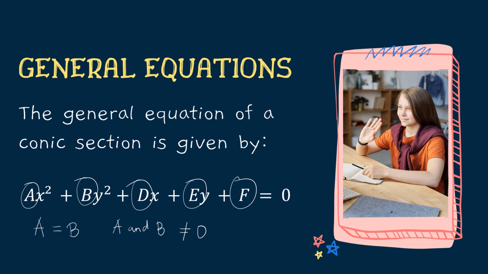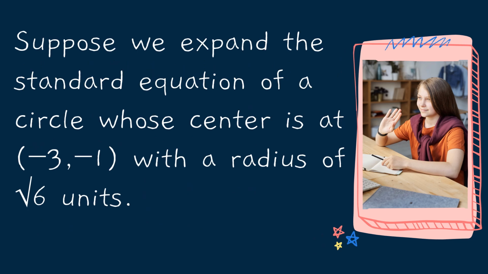So let us try one example. Suppose we expand the standard equation of a circle whose center is at (-3, -1) with a radius of square root of 6. From the previous lessons, we have already identified the standard equation of these given properties. The standard equation is (x plus 3) quantity squared plus (y plus 1) quantity squared is equal to 6. Let us expand and transform this standard equation into the format of a general one.